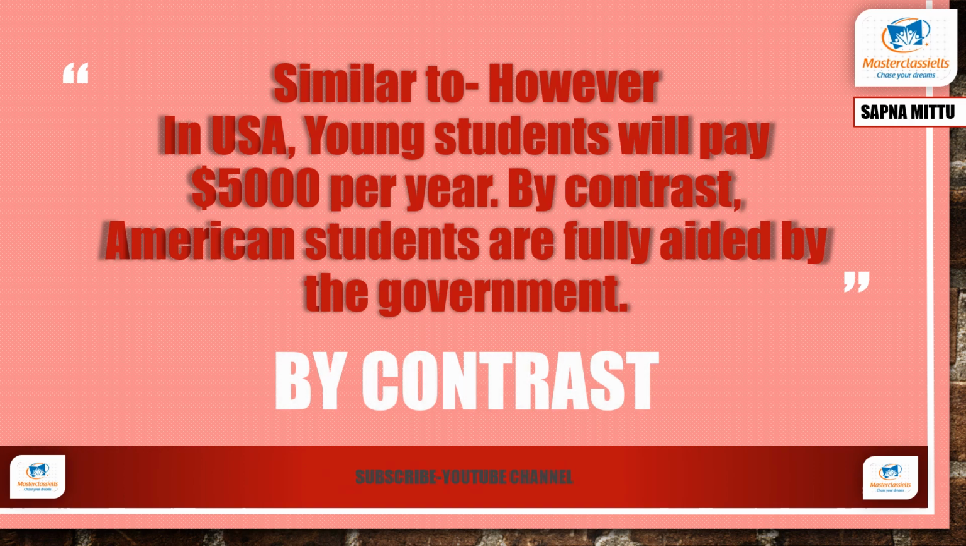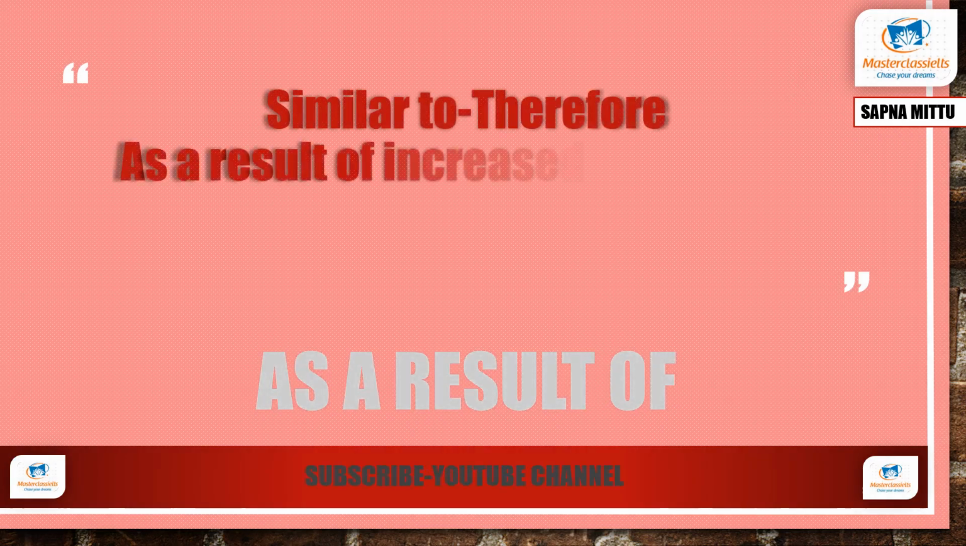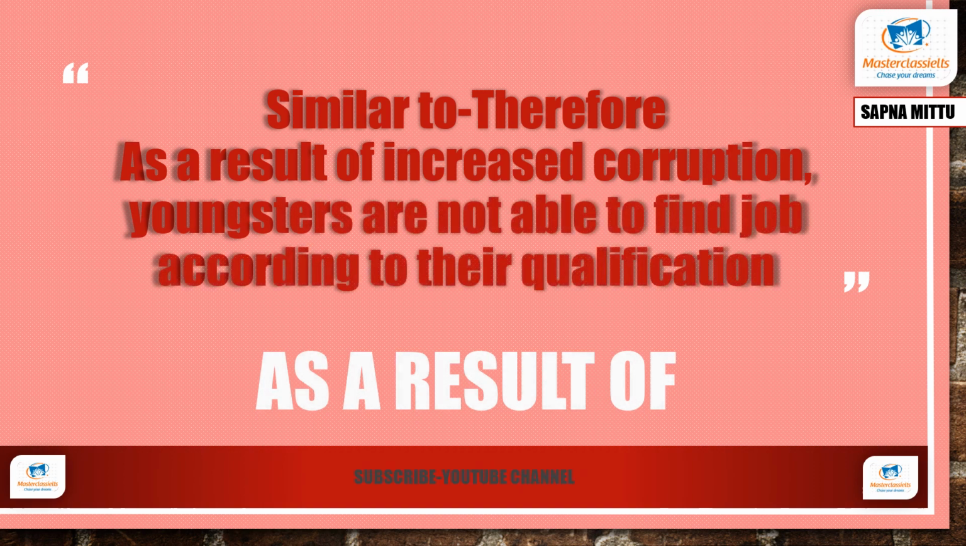Moving on to the next one, that is as a result of, means as a consequence, means therefore, means thus. So as a result of increased corruption, youngsters are not able to find the job according to their qualification. Because of, meaning due to, therefore we have to start our sentence. This is a concluding sentence and it is used in body paragraphs also.